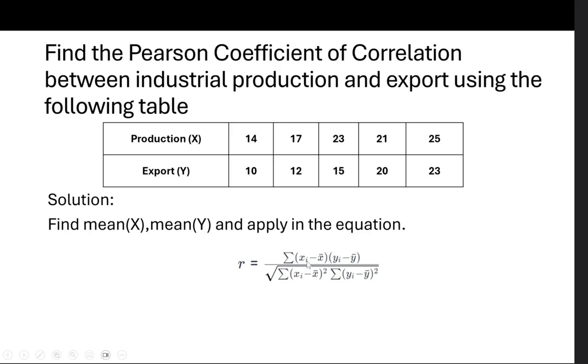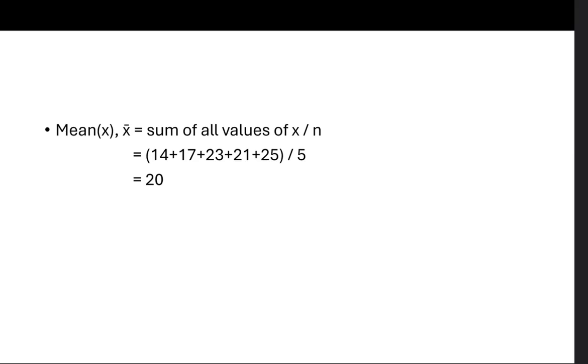Here Xi is the ith value of the dataset X, and X bar is the mean value of the dataset X. Yi is the ith value of the dataset Y, and Y bar is the mean value of the dataset Y. Hence we have to find X bar and Y bar first, and the mean value can be found by the equation: X bar is equal to the sum of all values of X divided by the total number of values present in the dataset X.